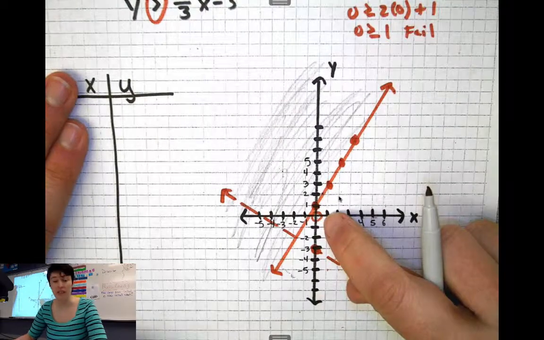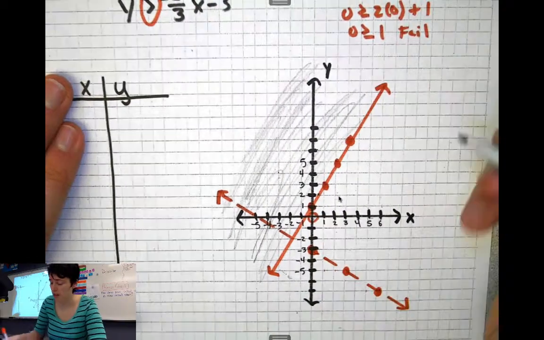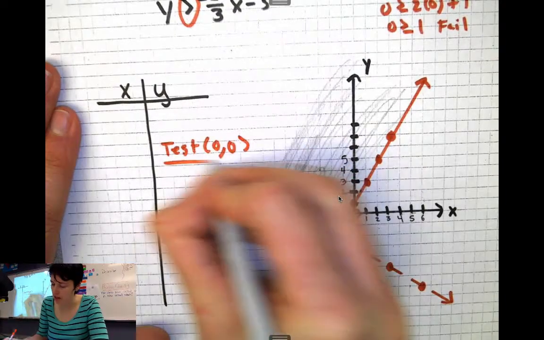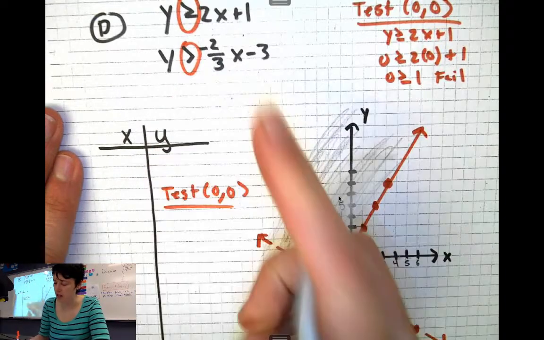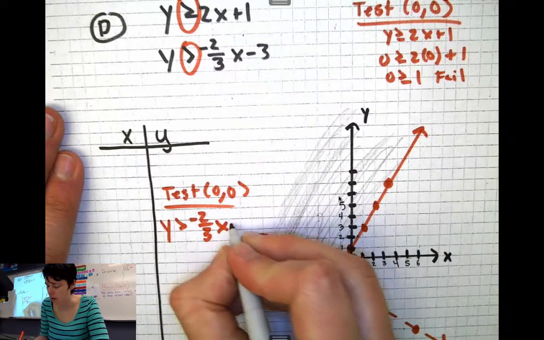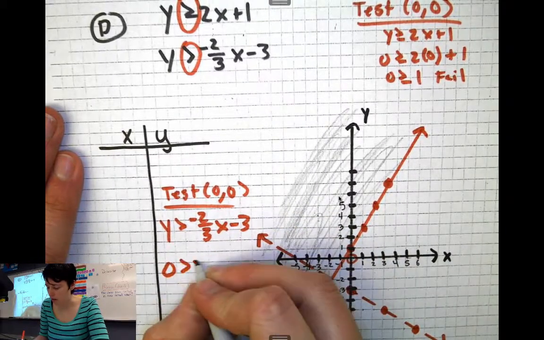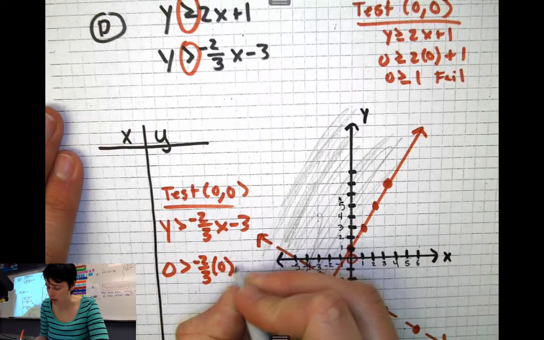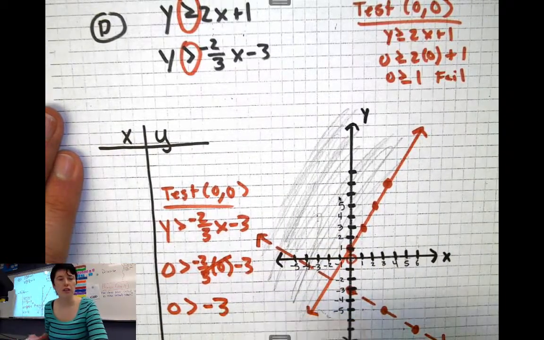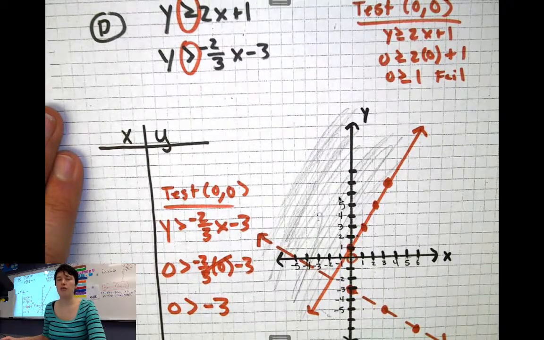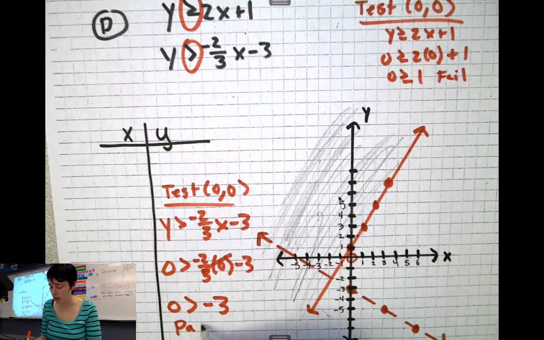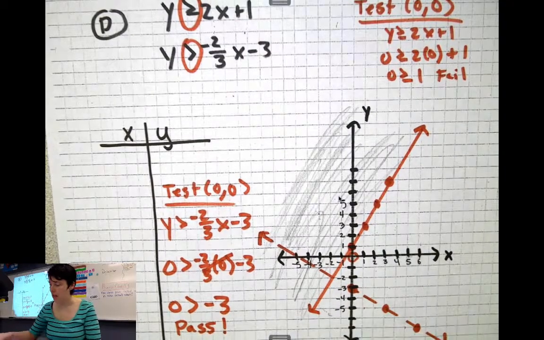0, 0 would be a fine test to do on this one as well. How about we do that over here? Test 0, 0. But now I'm going to be testing it on this equation, this negative 2/3. So y is greater than negative 2/3 x minus 3. 0 is greater than negative 2/3 times 0 minus 3. 0 is greater than negative 3. Is 0 greater than negative 3? Yeah, 0 is greater than negative 3. It's a higher value, so that passes.